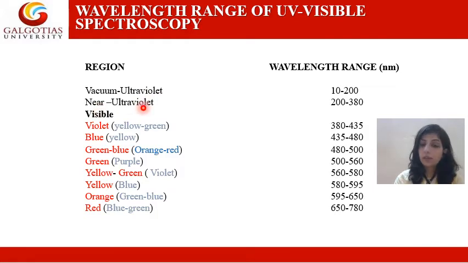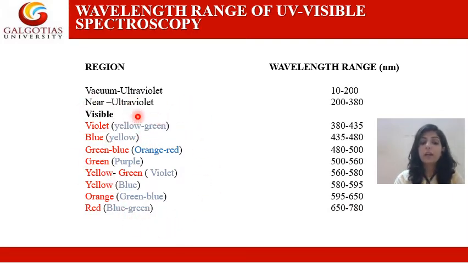Then we have the near ultraviolet region, which has a wavelength range of 200 to 380. Next we have the visible region, which is further divided as follows: violet 380 to 435, blue 435 to 480, green blue 480 to 500, green 500 to 560, yellow green from 560 to 580, yellow from 580 to 595, orange from 595 to 650, and then red from 650 to 780.